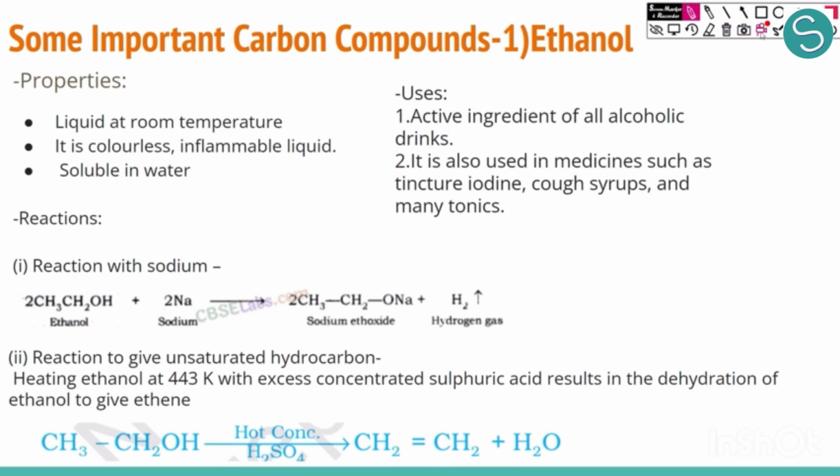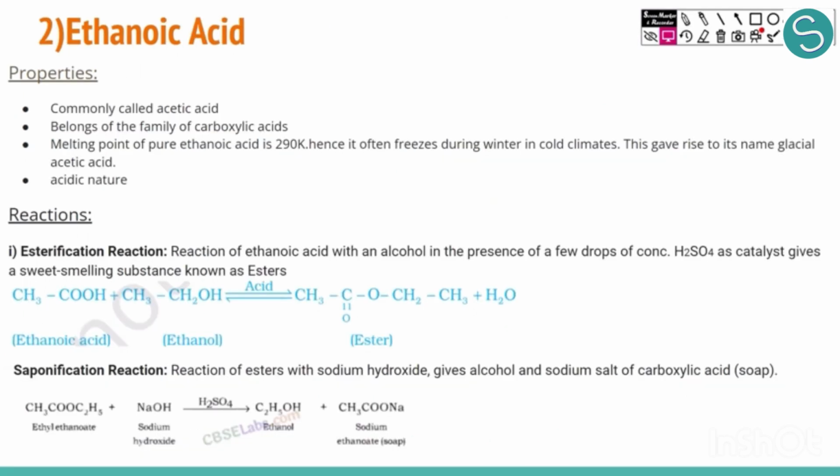Let's move ahead with ethanoic acid. The next carbon compound which we have is ethanoic acid. We have already discussed ethanol, and now we are going to discuss ethanoic acid. Ethanoic acid is commonly called acetic acid, and because it has "oic acid" as the suffix, we know that it belongs to the carboxylic acid family.